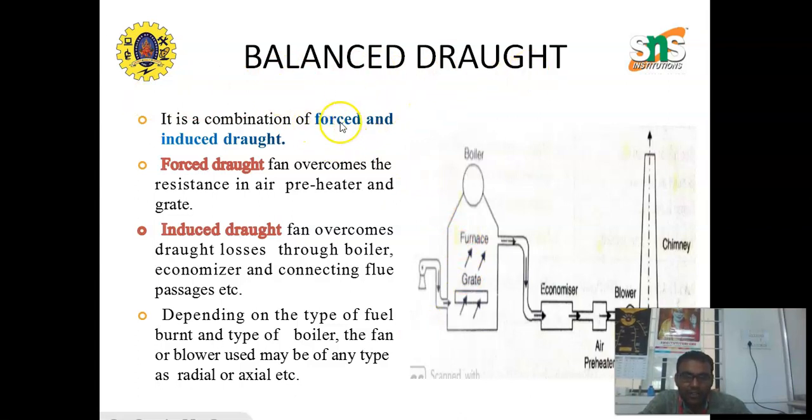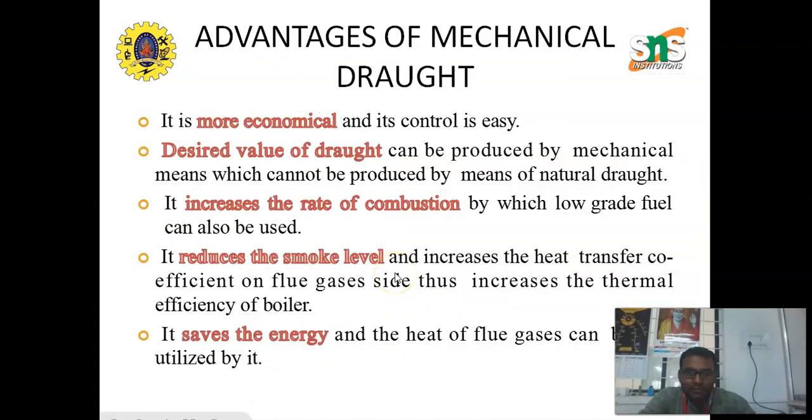The next type is the balanced draught. It is a combination of forced and induced draught. The forced draught fan overcomes the resistance in the air preheater and grate. The induced draught fan overcomes draught losses through the boiler, economizer and connecting flue gas ducts, etc. Depending on the type of fuel burnt and the type of boiler, the fan or blower used may be of any type, as radial or axial type.